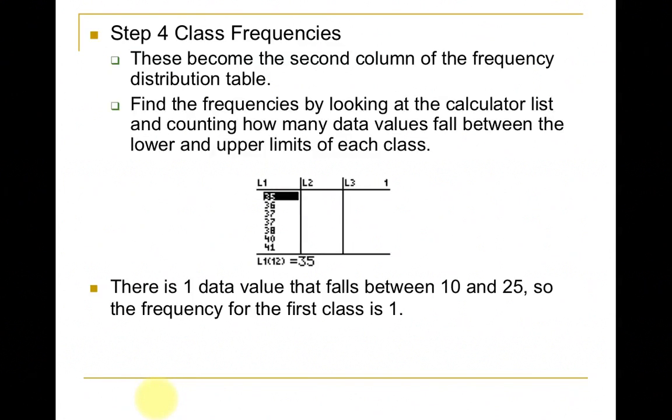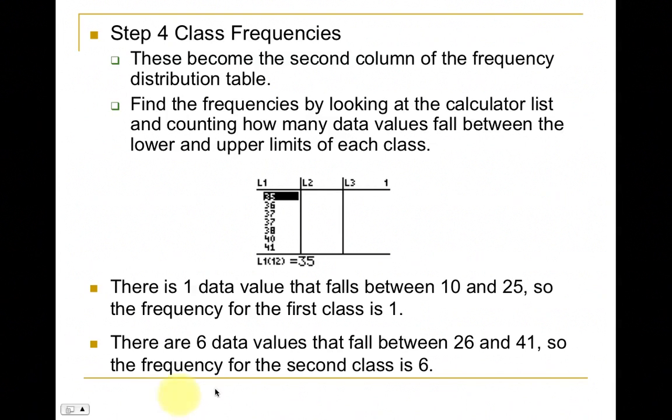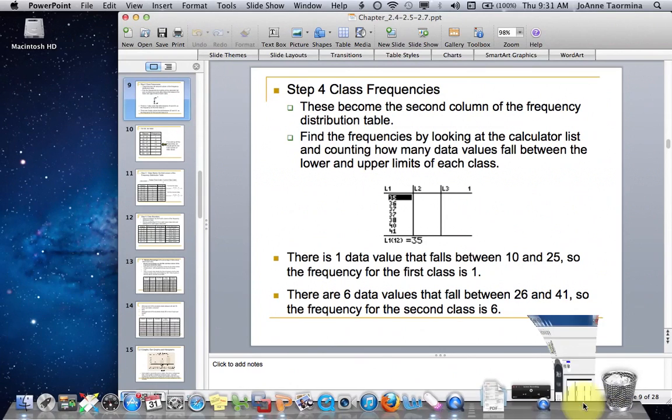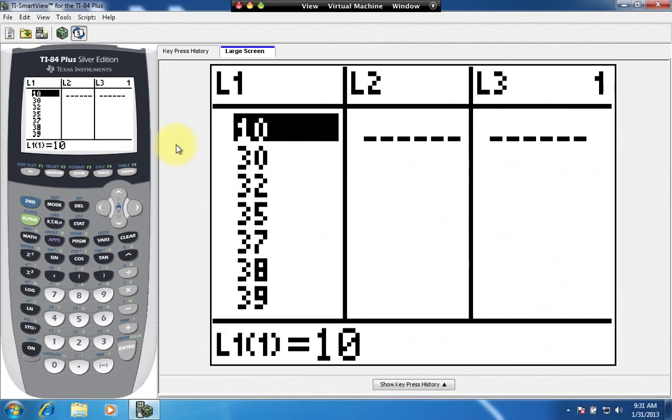Okay, so if we look at the number of data values between 26 and 41 on our calculator, you'll see the frequency for the second class is 6. And here's what you do there. 26 and 41. So you count.